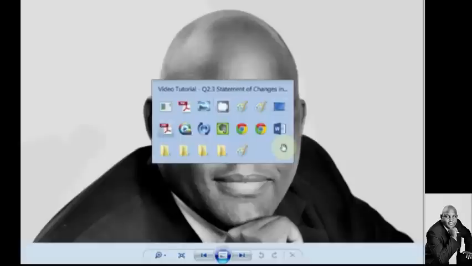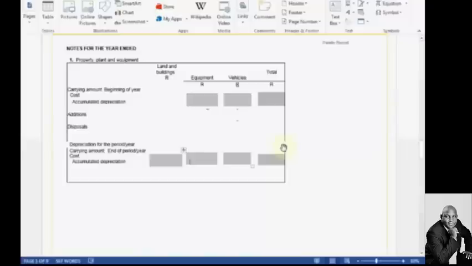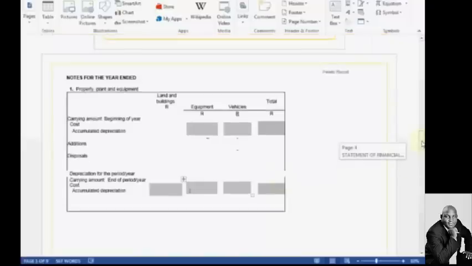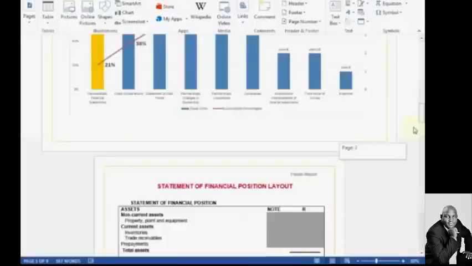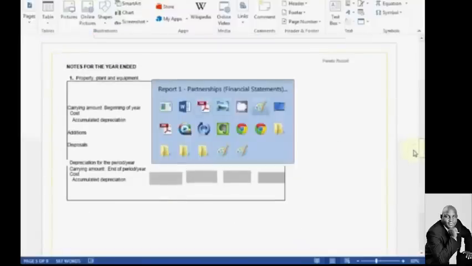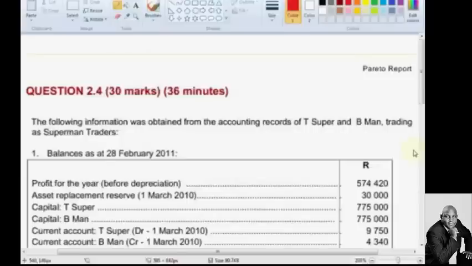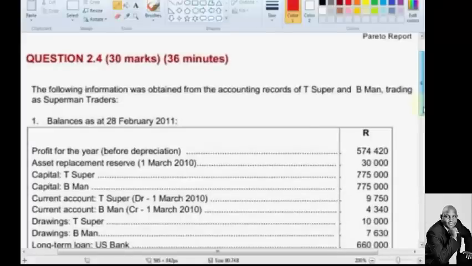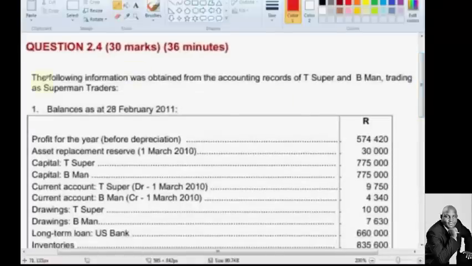Today we're going to do statement of financial position. We're going to do question 2.4. I just want to pull out the question so we can start discussing it. Yes, that is the question there. Statement of financial position. Oh, wonderful, it's question 2.4. We're supposed to spend no more than 36 minutes on the question, and you see it's pretty packed.